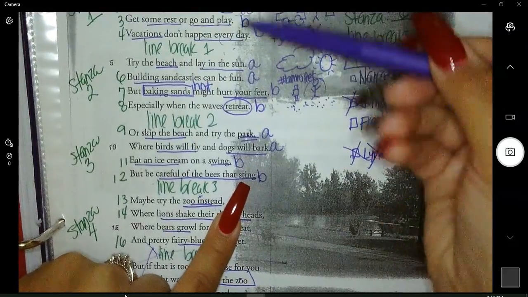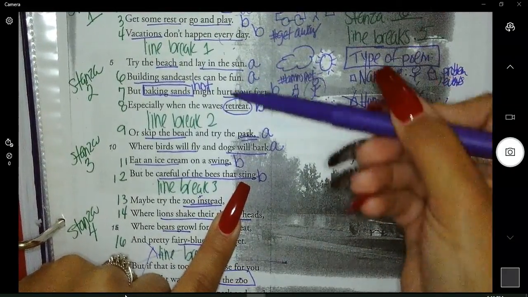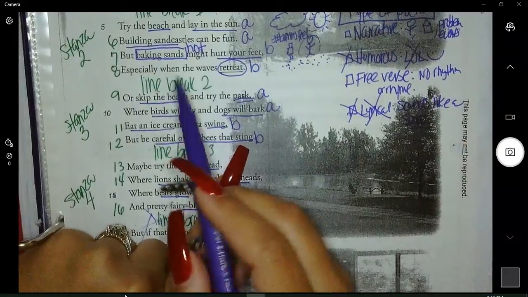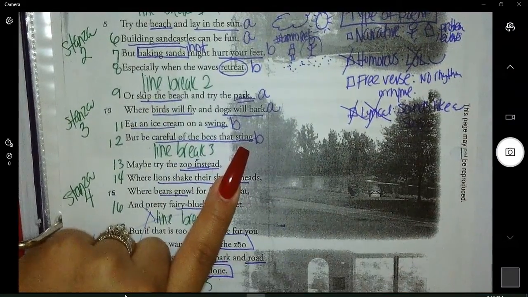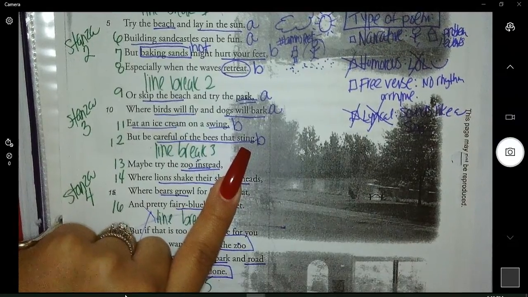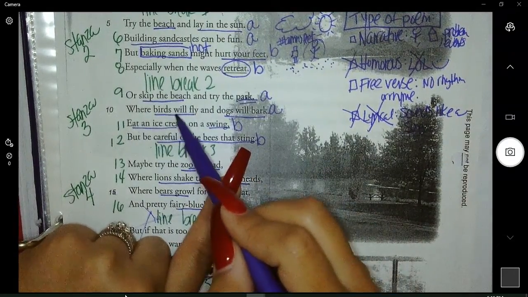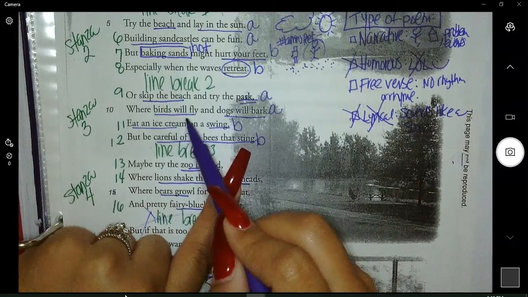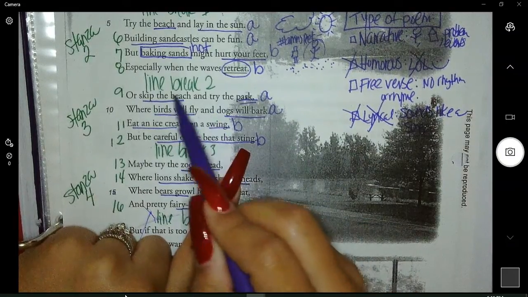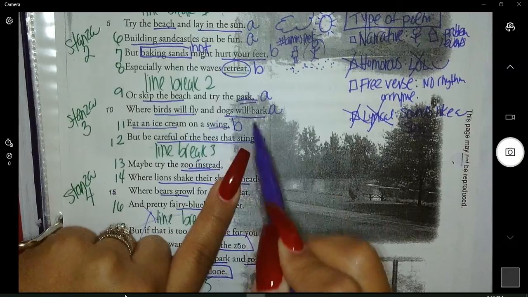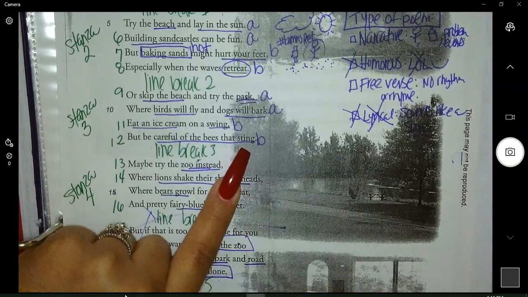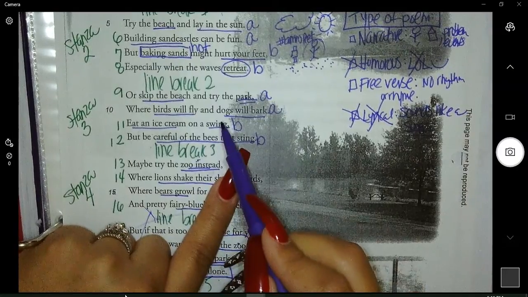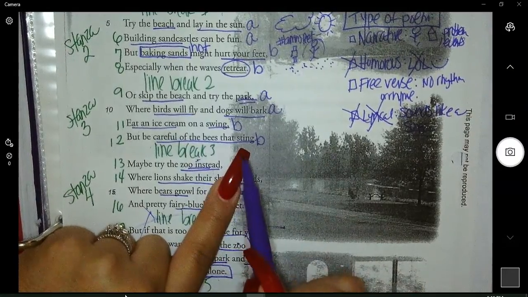So I have the same rhyme scheme. A-A-B-B, A-A-B-B. This one's talking about skip the beach. Try a park. So what do you see in your head, boys and girls? You see a park. You see where birds will fly and ducks will bark. So what do we see? We see the birds. We will hear the ducks barking. And we can also see the dogs, right? Eat an ice cream. I could almost see the ice cream, right? And I could almost see the swing. But be careful of the bees that sting.